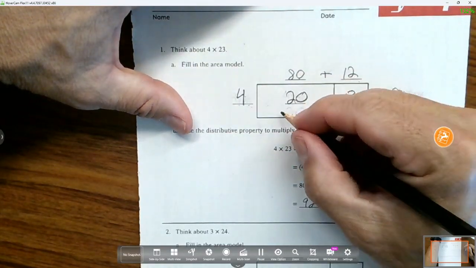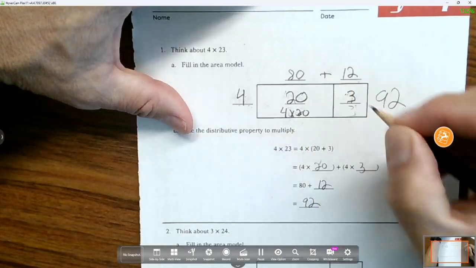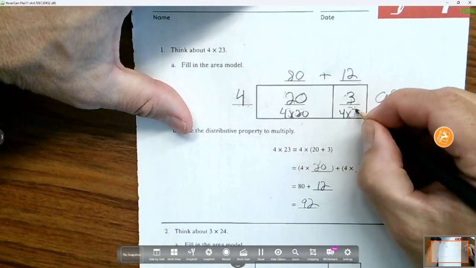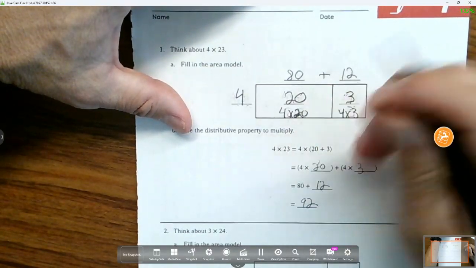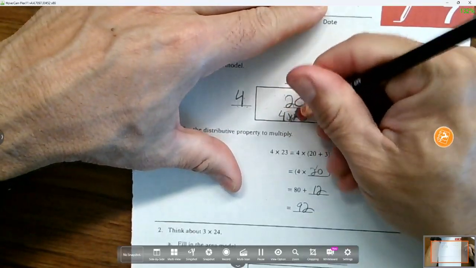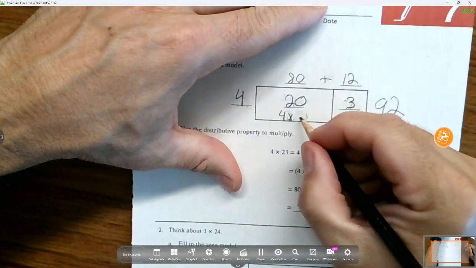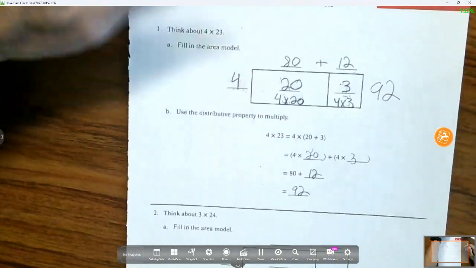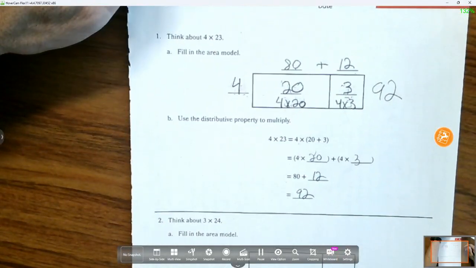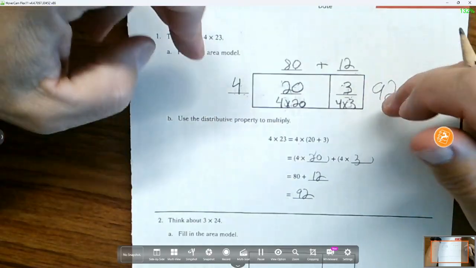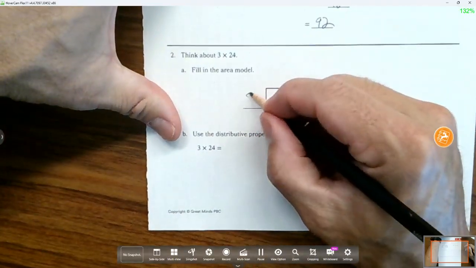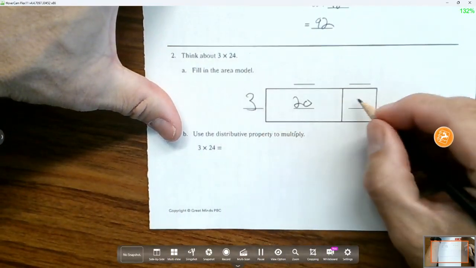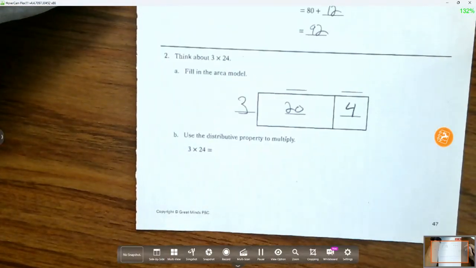All right. I like to write in, kind of show my work, to show what I'm doing, so I know what's going on. All right, that 2 doesn't look the best there. So that's the same as 4 times 20 there. All right. At the bottom, set the same way. I'll set it up for you. 3, 20, 4. The rest is for you to figure out.